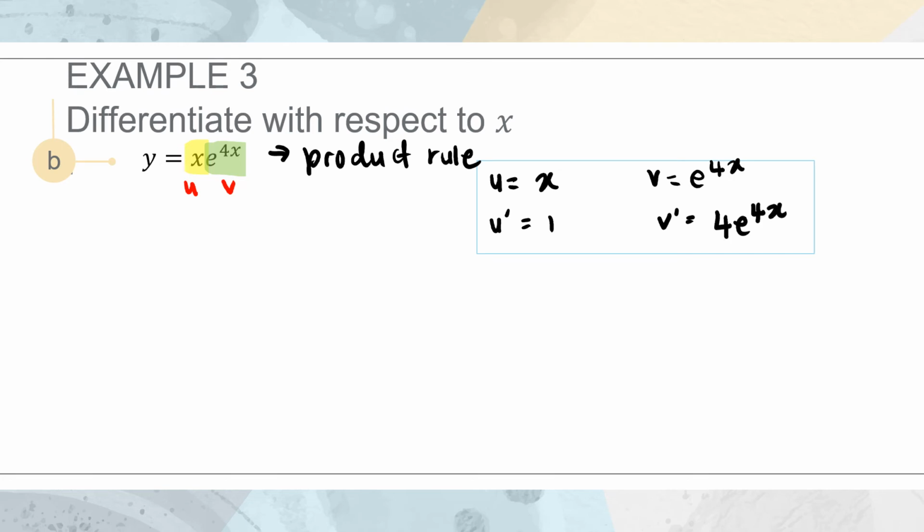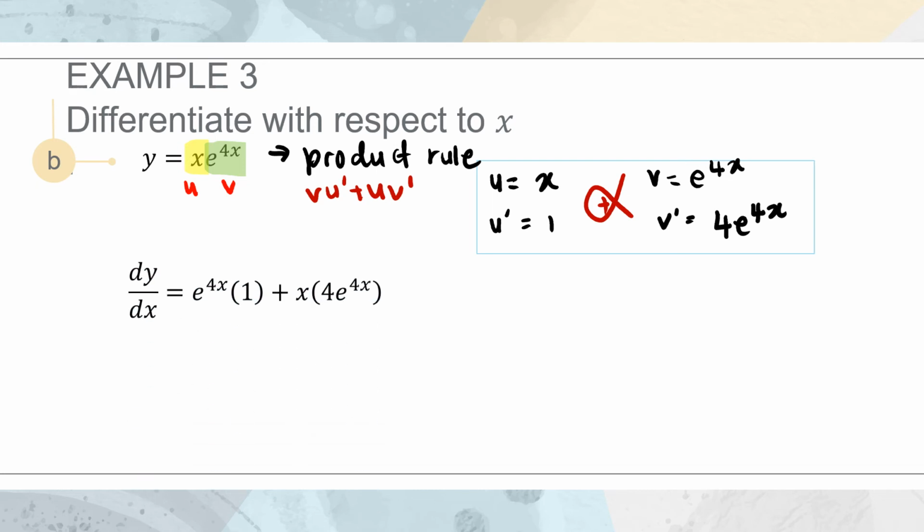And again, because the formula for product rule is vu prime plus uv prime, I just need to write add that. Okay, putting into the formula, I'm going to have dy dx is equal to e power of 4x times 1 plus x times 4e power of 4x. And again, we are going to factorize the like terms, giving me the final answer is e power of 4x times 1 plus 4x.